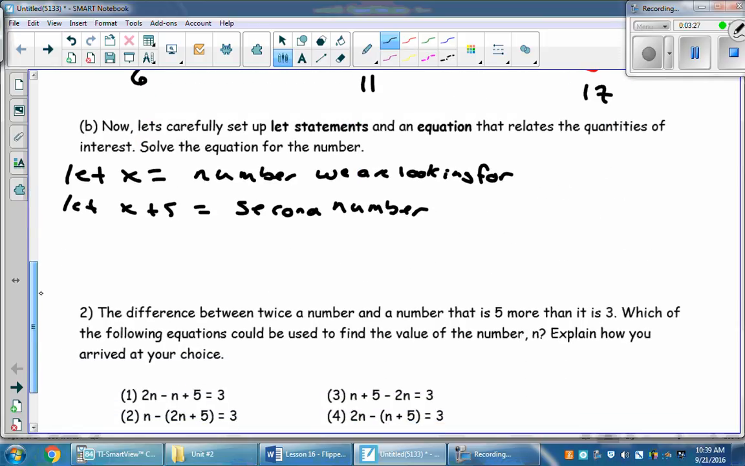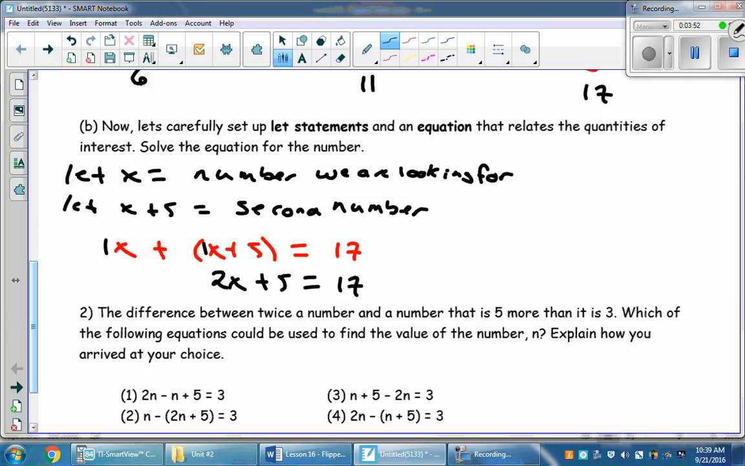So I'm going to go back down here and rewrite that one more time. I'm going to write that my number plus x plus 5 has to be equal to 17. Now this type of equation is pretty simple for us to solve. A couple of different ways we can do it. I'm going to start by combining like terms. I see that I have a 1x and a 1x that I'm going to add together to be 2x plus 5 is equal to 17.